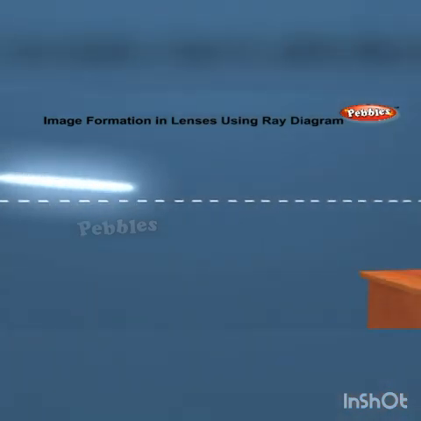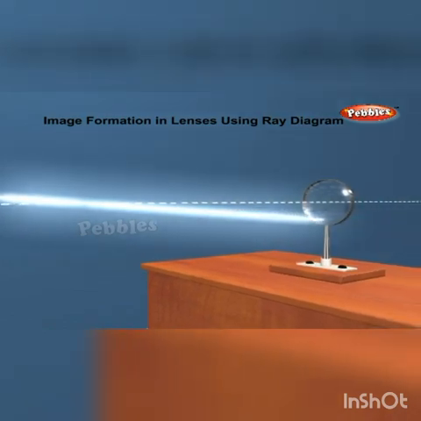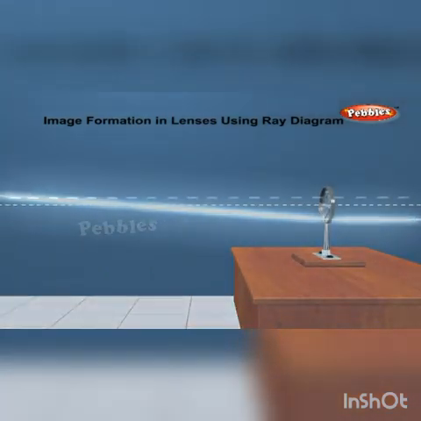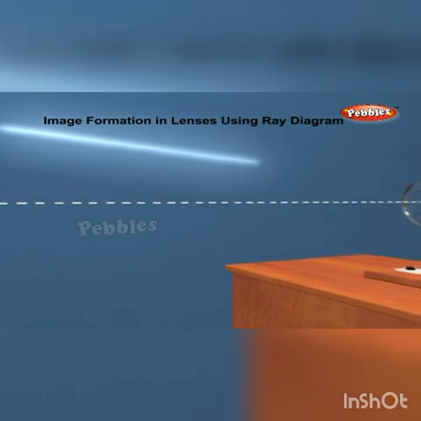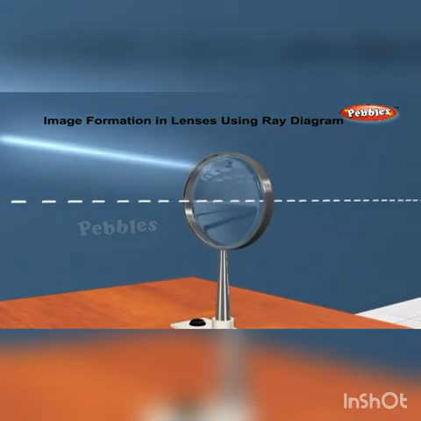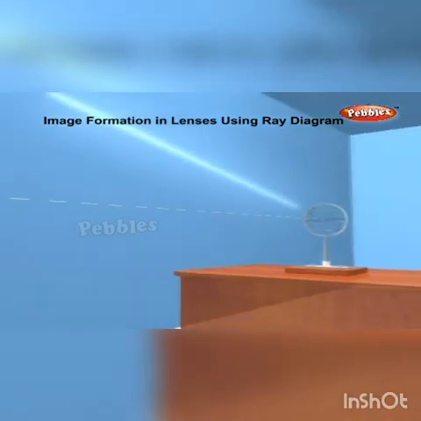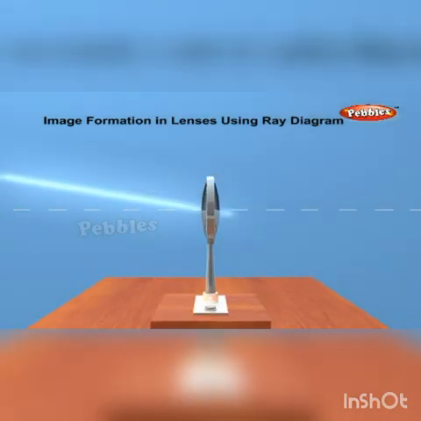A ray of light passing through a principal focus after refraction from a convex lens will emerge parallel to the principal axis. A ray of light appearing to meet at the principal focus of a concave lens after refraction will emerge parallel to the principal axis. A ray of light passing through the optical center of a lens will emerge without any deviation in concave and convex lenses.